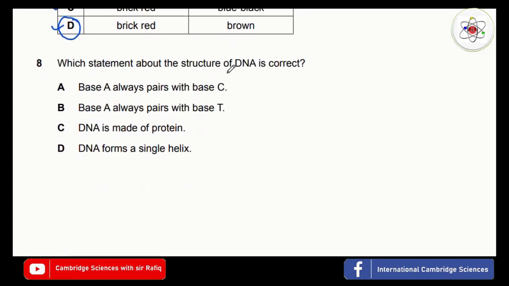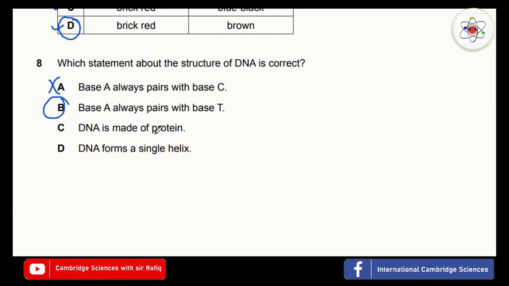Which statement about the structure of DNA is correct? Base A always pairs with base C. That does not occur. Base A always pairs with base D. Yes, this is the correct answer.